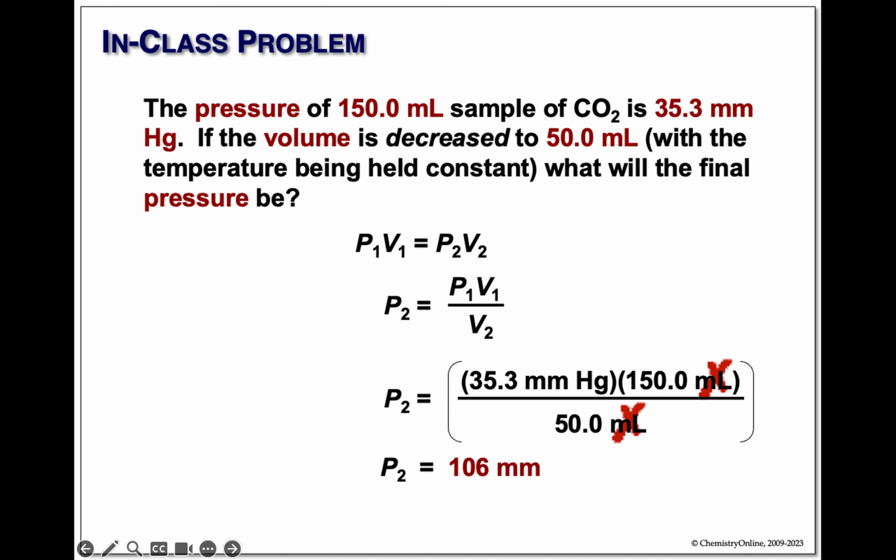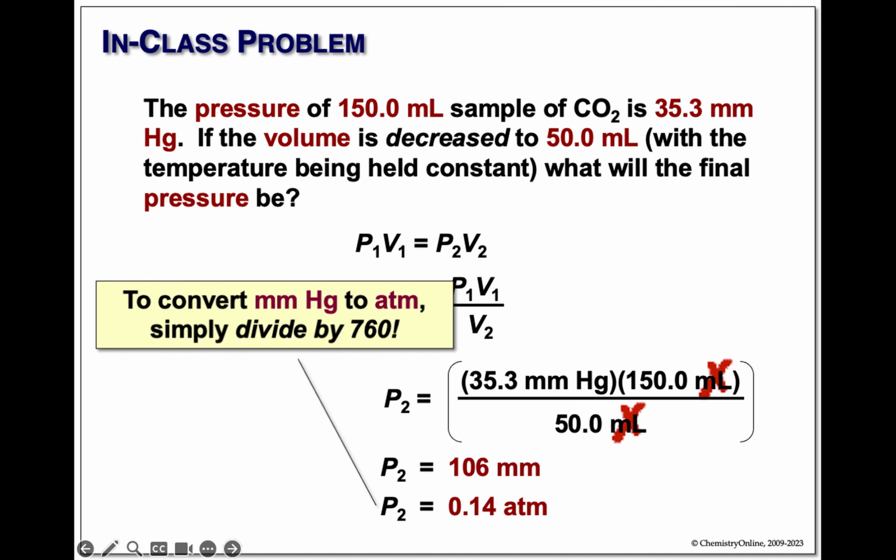Now, what if I was being ugly and said, okay, I want this answer in atmospheres? What would you do? You would remember the relationship. 1 atmosphere, 760 millimeters. We have millimeters, we need to divide by 760, 0.14 atmospheres. Remember the 760 to 1 ratio. Very useful.